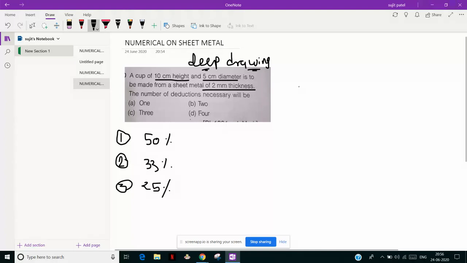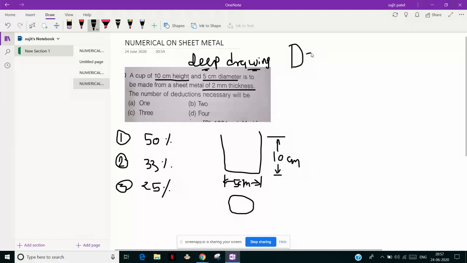So first of all we have to find what is the initial sheet. Like here in the example, it is given that a 10 centimeter height cup and 5 centimeter diameter, that we have to find out. Okay, 5 centimeter. So basically we require a circular blank, which we will draw, and we will make this. So what is the initial diameter, capital D, of that circular blank?